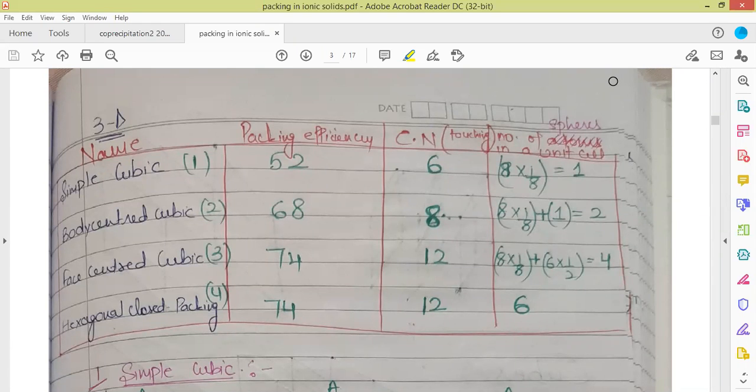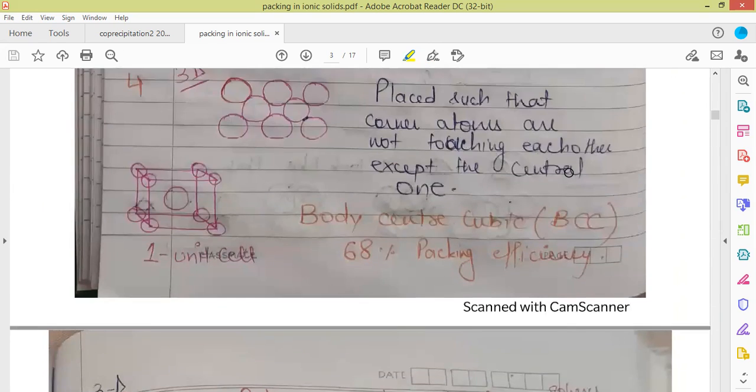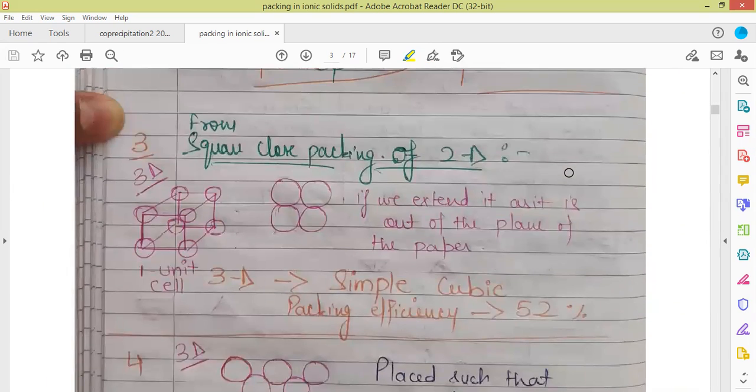So in this video, we'll be continuing with our previous discussion where we were discussing the coordination number and the number of atoms present in each type of three-dimensional lattice. Firstly, we considered the simple cubic lattice, where the packing efficiency we have already discussed. Now we want to discuss the coordination number and the number of atoms present in a unit cell.